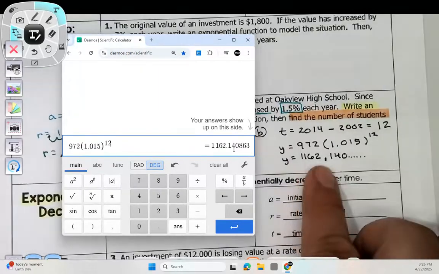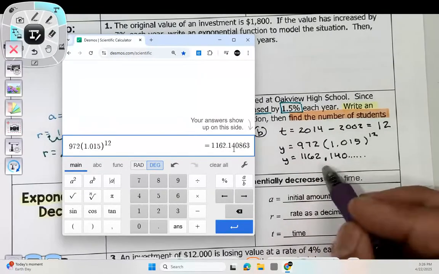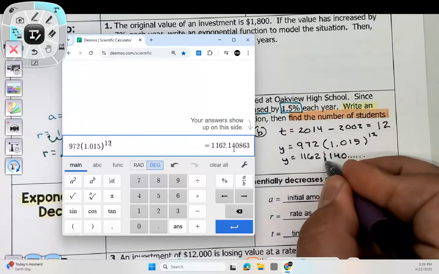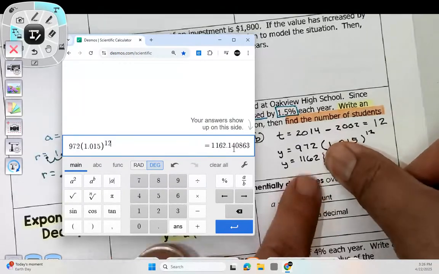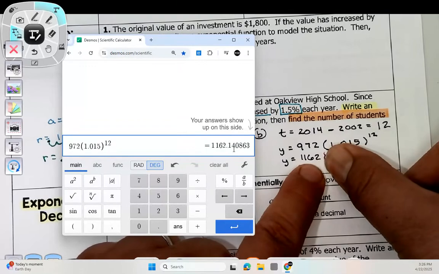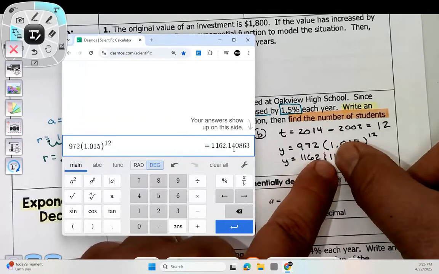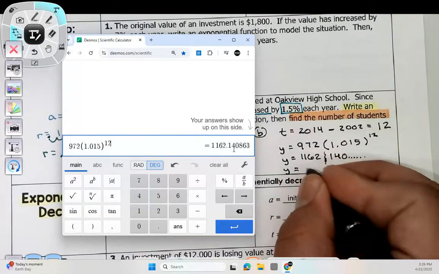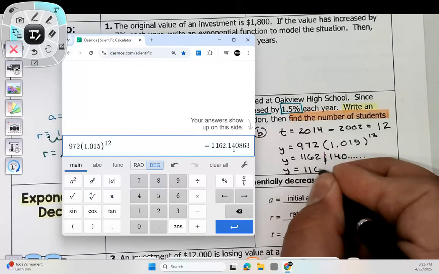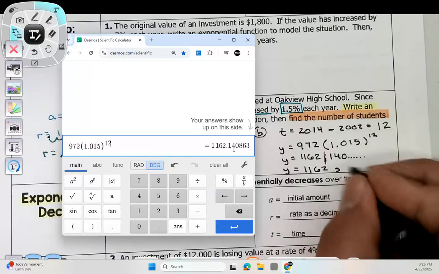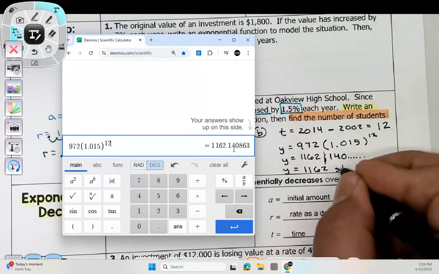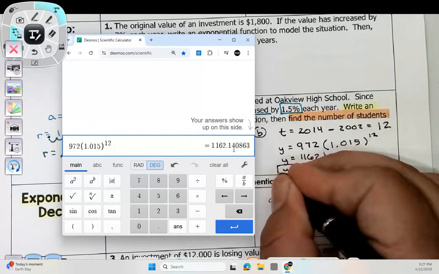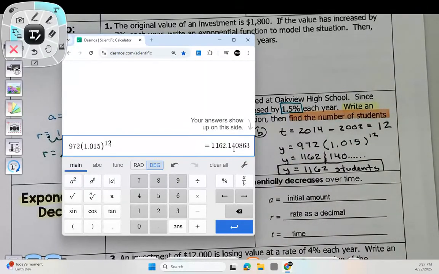So what I was trying to get at earlier was this. If we are talking about population, you don't say there's a decimal of a person. You have to cut it off at a whole number. And my answer is either 1162 or 1163. Well, it's just a little one next to it. So we are going to say that the population of this high school is 1,162 students by the year 2014. So by that year, that's how many students we're going to have at that school.